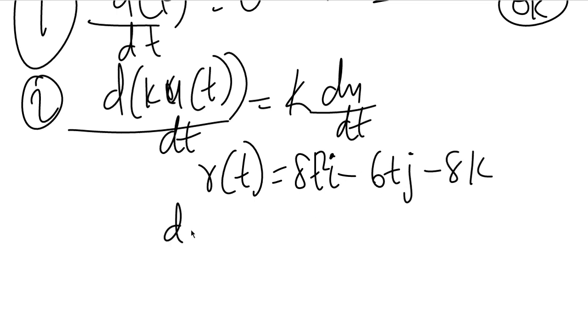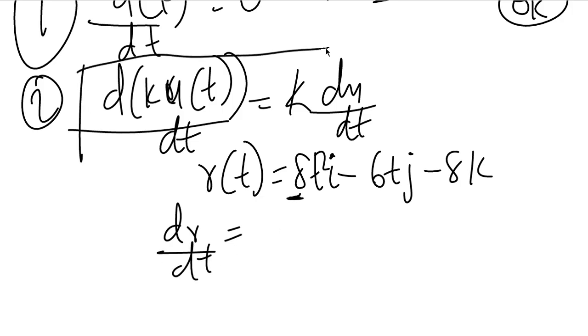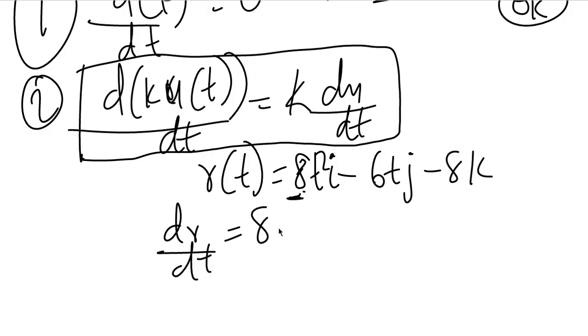And I asked for dr dt. What's it going to be? So this 8 now is a constant. What I wrote over here, where I said that d of k of u(t) over dt is equal to k du dt, we can simply bring out the 8, which is the constant here, and then we simply differentiate the u function, which is in this case t squared.